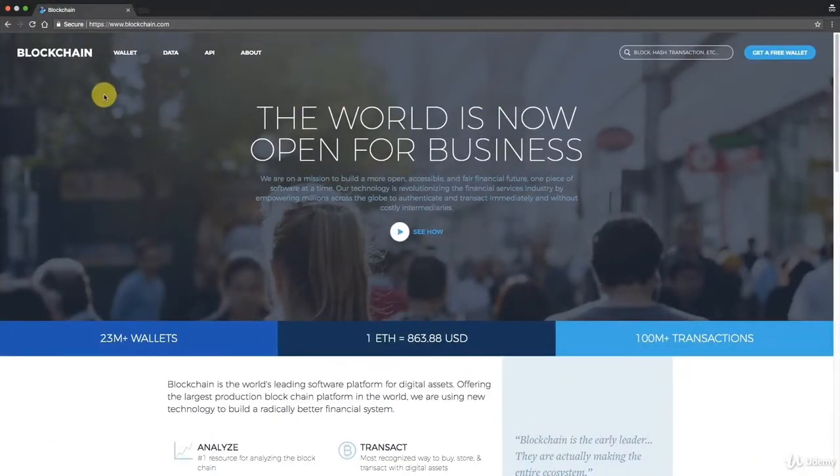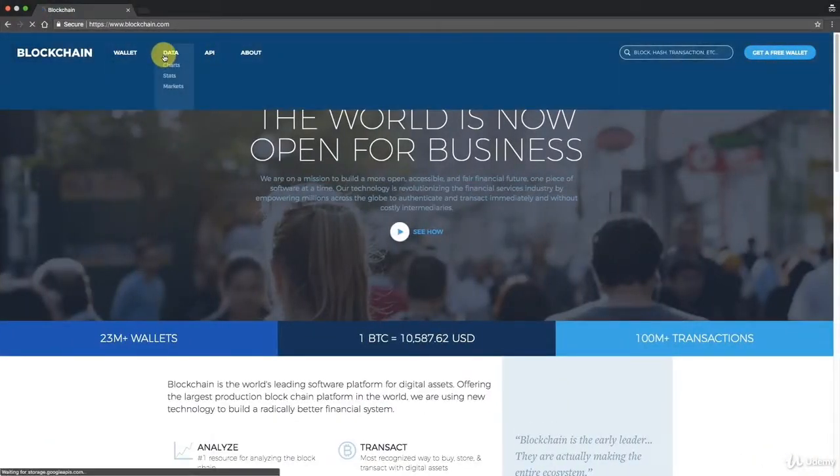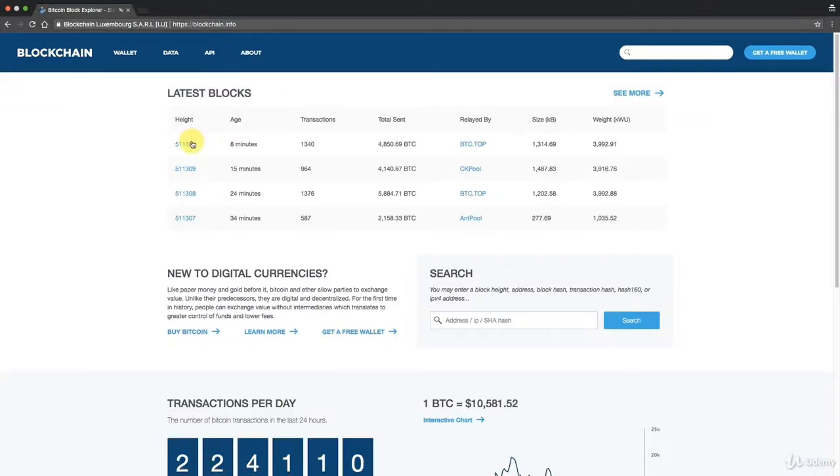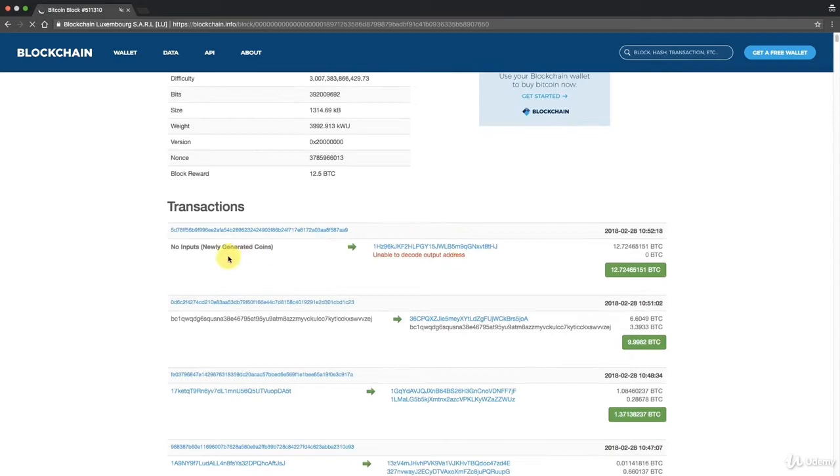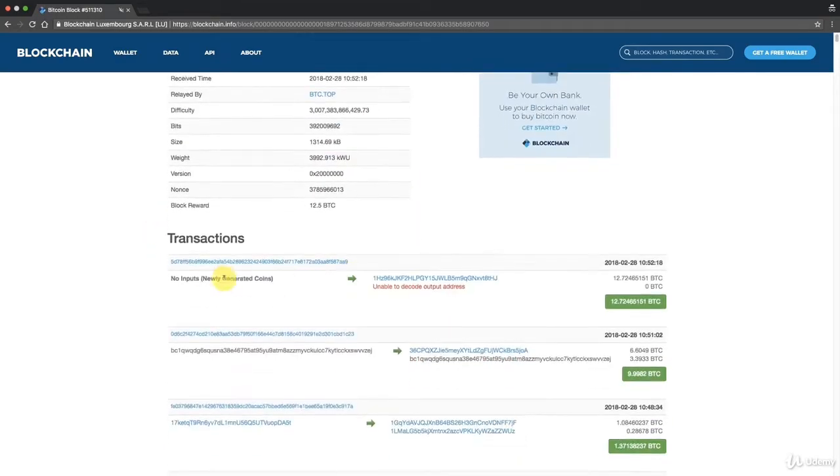All right, so I have the blockchain.com website here, and if we go to data, and then we pick any block, let's say the top block, and we go down, you'll see the transactions. The first transaction, we haven't spoken much about this, but it's very easy. It's always the Coinbase transaction. It's a transaction that pays the miner the reward for mining this block, which is 12.5 Bitcoins currently.